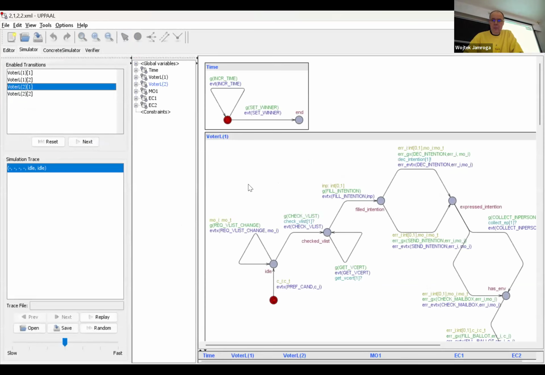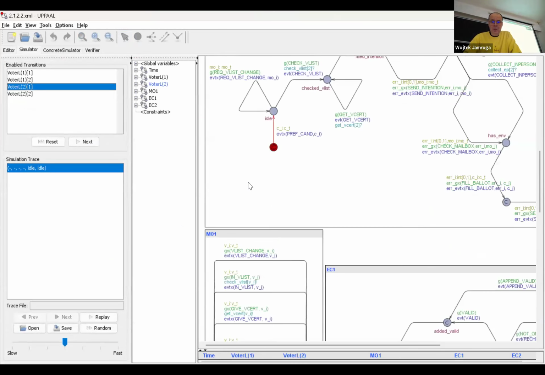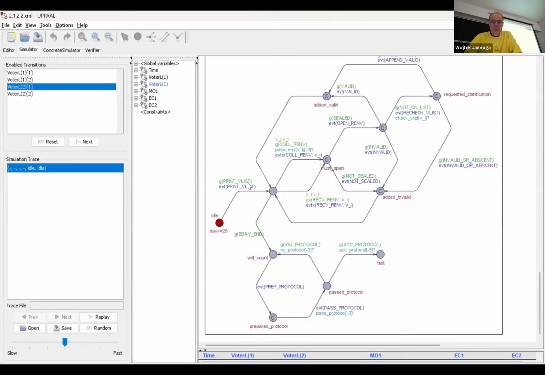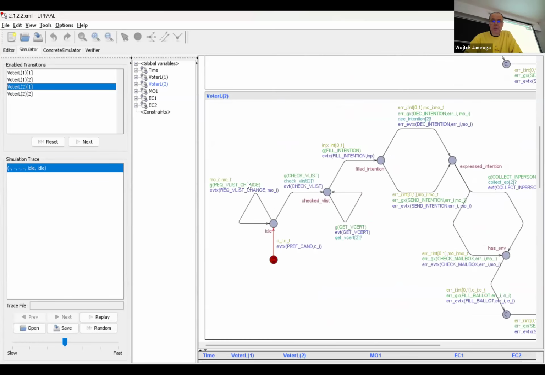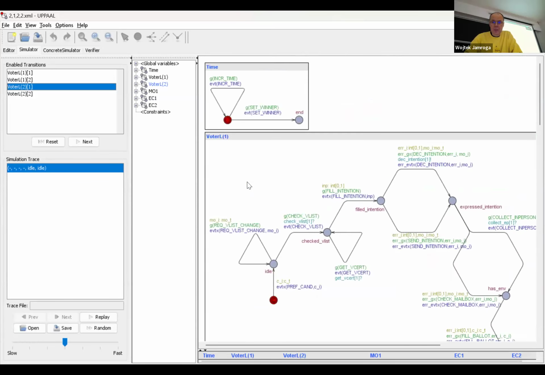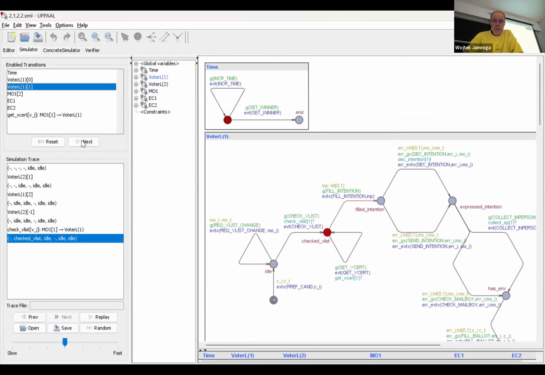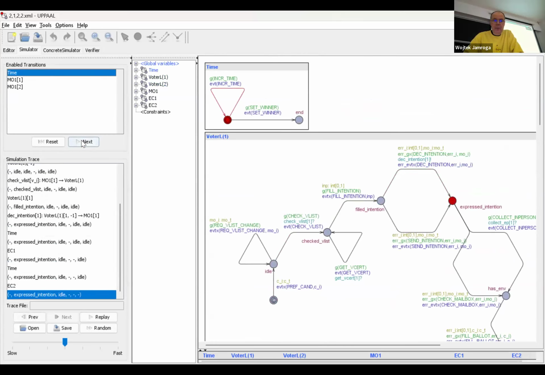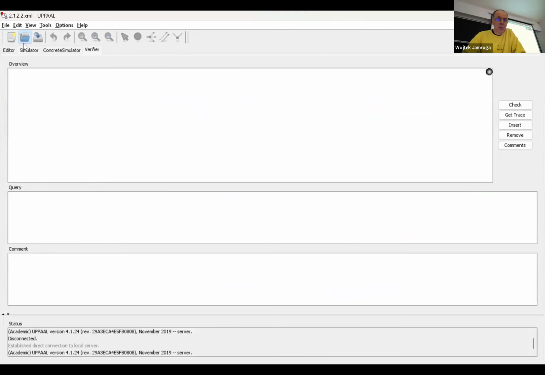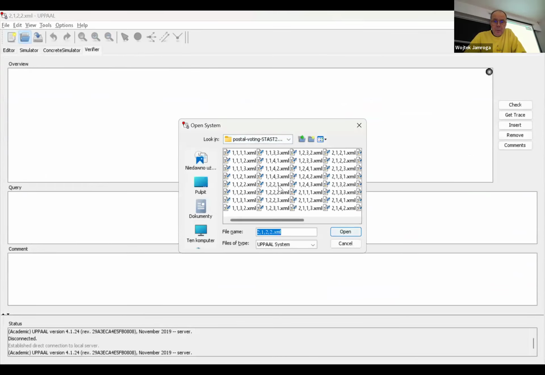Okay, we can simulate that. So you can see that indeed there are 2 electoral commissions, and 2 voters. No, sorry, 1 municipality office. And okay, something happens, right? So this is a very nice feature. And then we can also verify some properties.